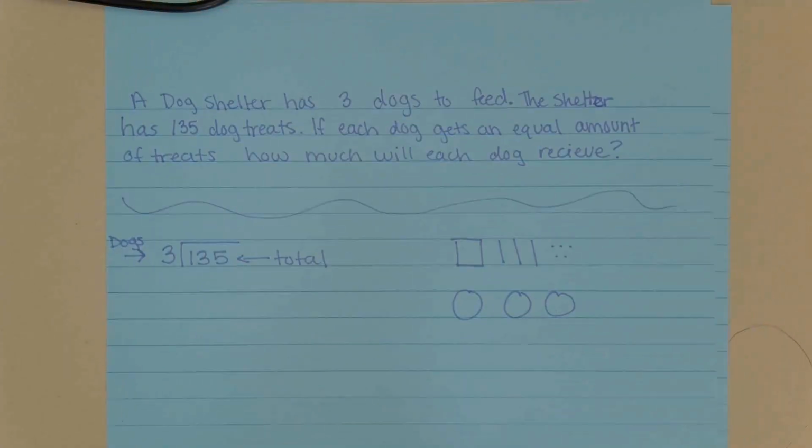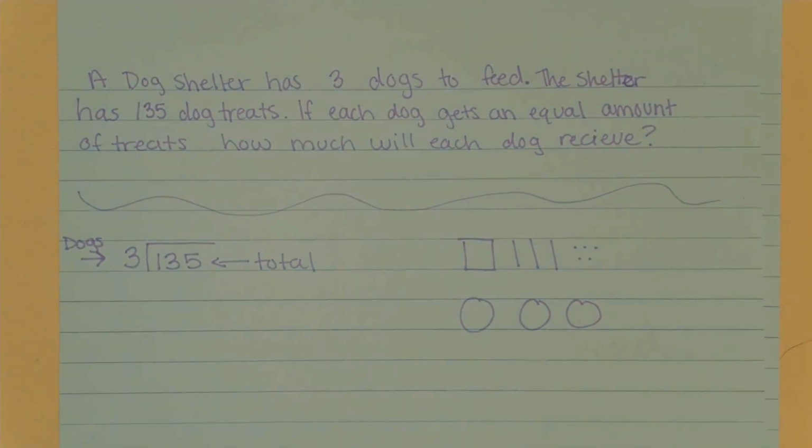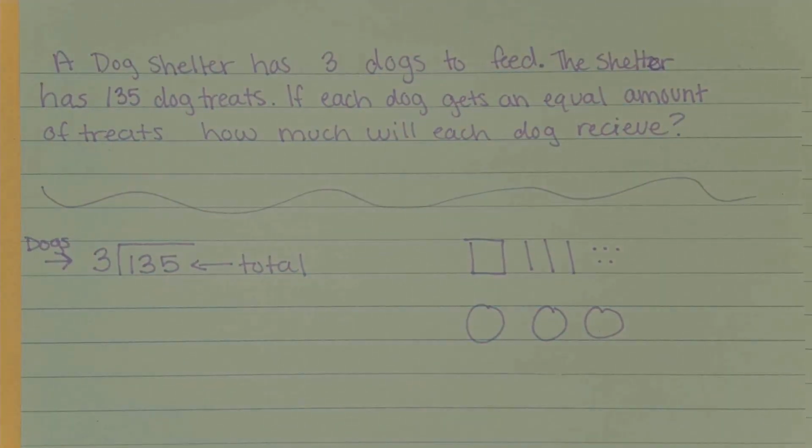Okay, we're going to go ahead and continue with our division. So just to add on here, it says a dog shelter has 3 dogs to feed. The shelter has 135 dog treats. If each dog gets an equal amount of treats, how much will each dog receive?